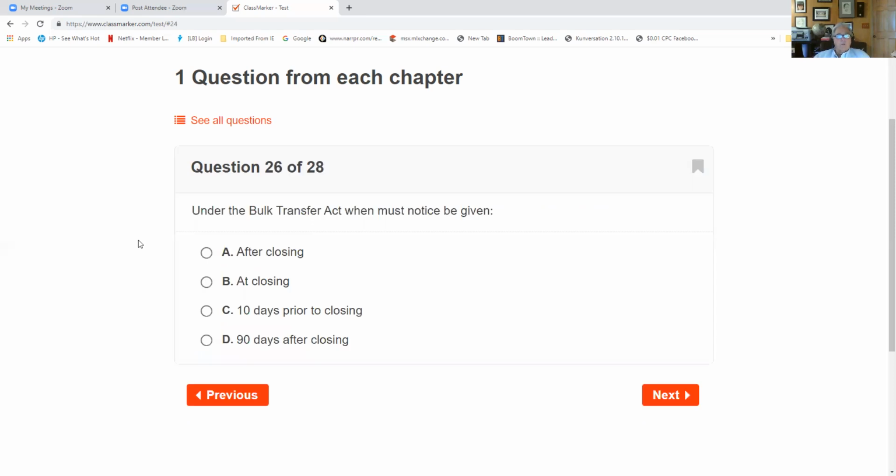All right, under the Bulk Transfer Act, when must notice be given of a property that is going to be sold? And the answer is 10 days prior to closing. And this is where the Bulk Transfer Act gives notice to the state that your property is about to close, and you're required as the seller to give information about all of the people to whom you owe money on this property. For instance, if you're selling a business, all the people that are vendors that you still have accounts payable due to. And it must be done 10 days prior to closing.